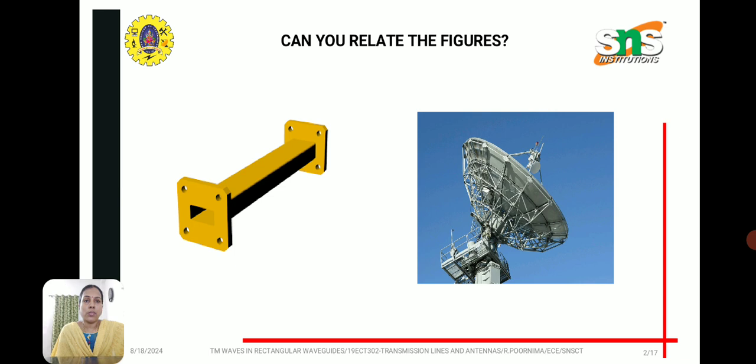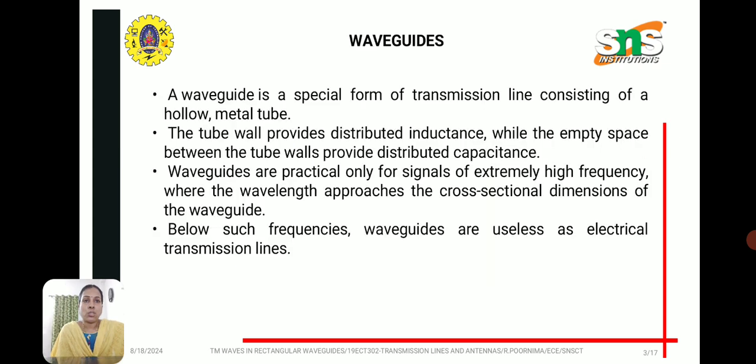First of all, we can see this picture. Can you relate the figures in this diagram? The first one is the rectangular waveguide, which is a hollow metal tube, and the second diagram is the parabolic dish antenna. These pictures show the waveguide and the dish antenna, which are particularly used for very high frequency applications. So what is a waveguide?